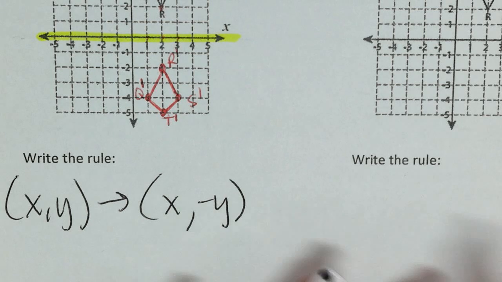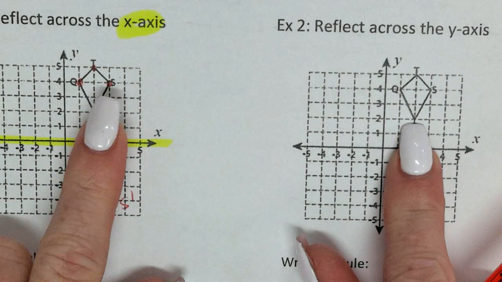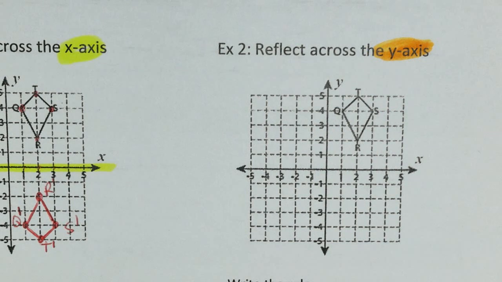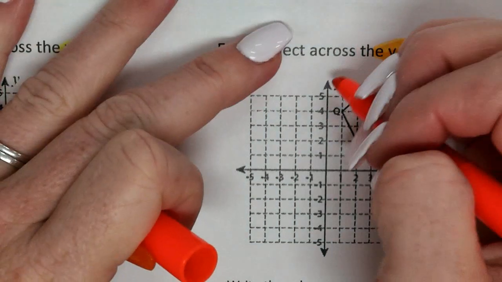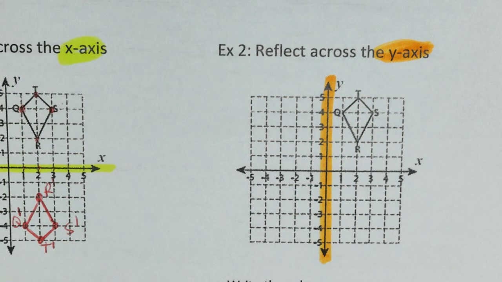All right, let's do one. And this time we're going to take the same shape. Is this the same shape? But what are we going to do this time? We're going to flip it across the y-axis. So take your highlighter and highlight the y-axis for me. Sit up, please. So instead of flipping up and down, we're going to flip left or right, right?